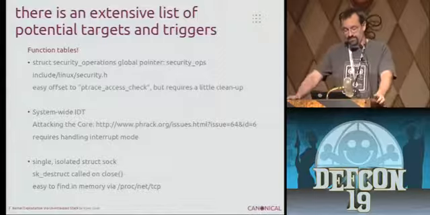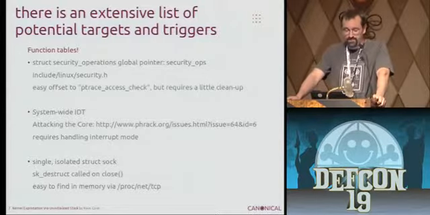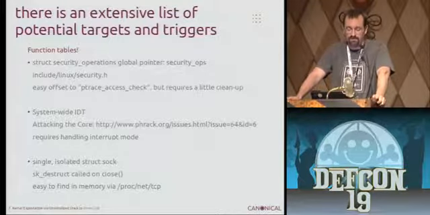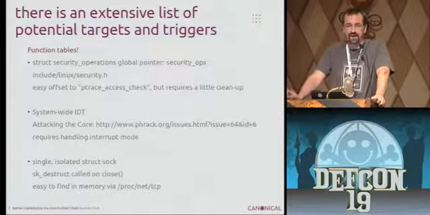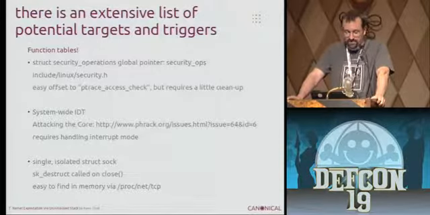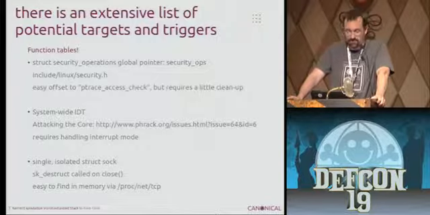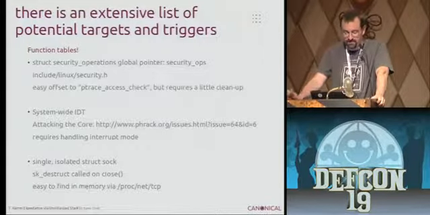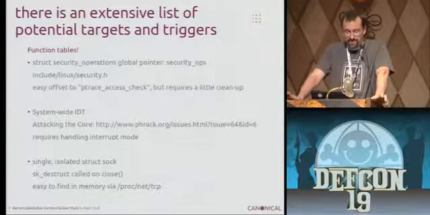One of the first ones that I played with a bit was security ops, since I was familiar with the Linux security module interfaces. That's basically for SELinux, AppArmor, other LSMs; they use the security ops function table for high-level actions. So I liked replacing the ptrace access check because it was up at the top. It didn't require too much cleanup after you used it. There's plenty of other things. You could use the IDT. There's a good Phrack article on that. There's plenty of stuff to read on that.